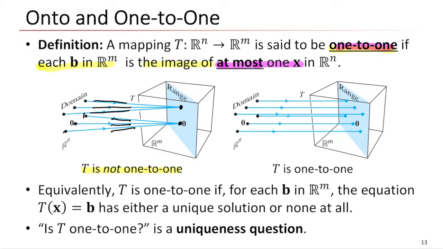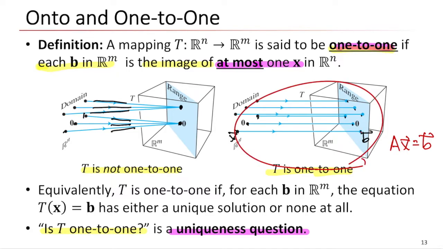What about the right image? Each output vector p is derived from just one sample x. So in this case, T is called one-to-one. In other words, T being one-to-one means there is a unique solution or none. So what does it mean? Okay, we want to solve Ax equals b.